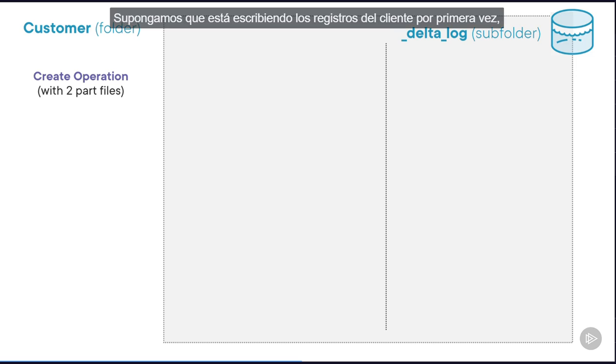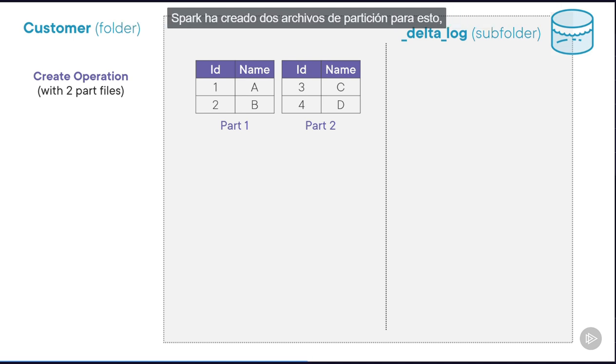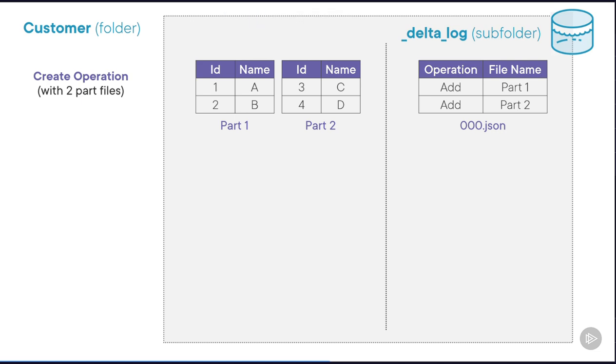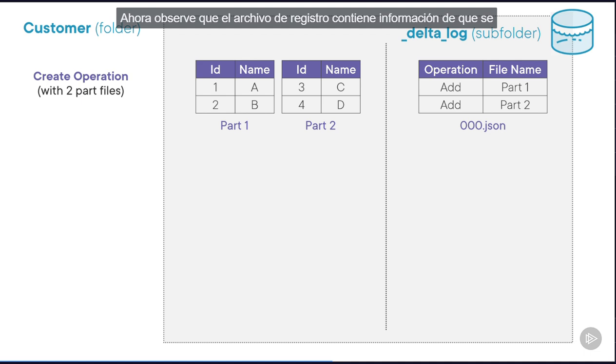Let's say you're writing the customer records for the first time. Spark has created two partitions files for this. The dataset has two columns, ID and name, and each file has two records. Then, as you know, 0.json file is added to the log folder, and then the transaction is complete. Now notice the log file contains information that part file 1 was added and part file 2 was added.